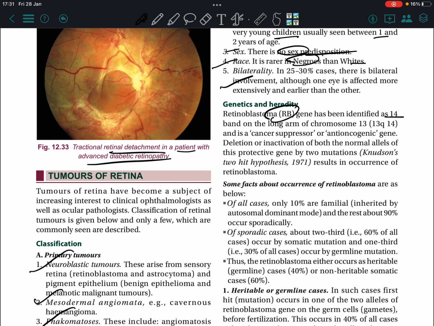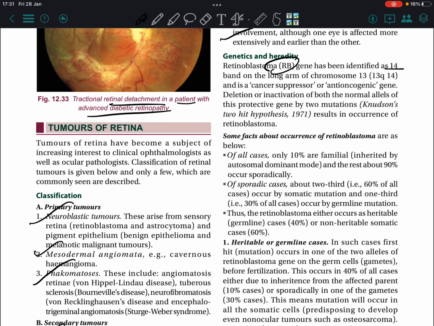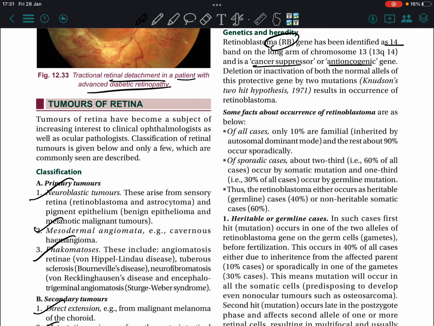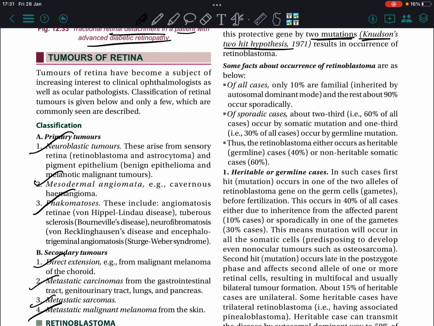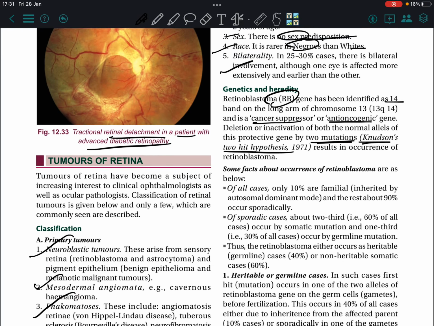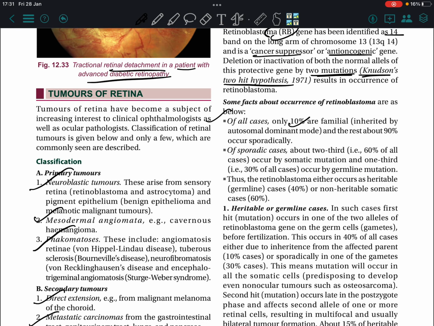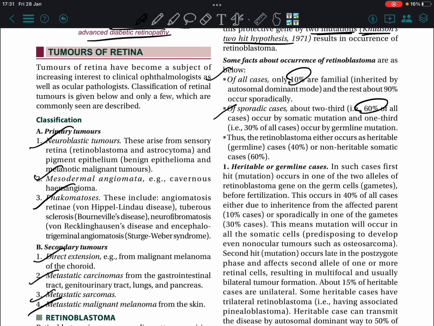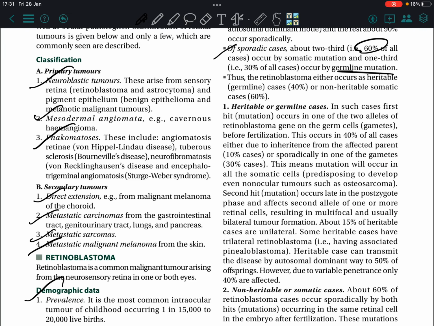Genetics: the RB gene, identified on band 14 of the long arm of chromosome 13 (13q14), is a cancer suppressor, anti-oncogenic gene. Deletion or inactivation of both the normal alleles of this protective gene by 2 mutations, Knudson's 2-hit hypothesis, results in occurrence of retinoblastoma. Some facts about occurrence of retinoblastoma: of all cases only 10% are familial; sporadic cases are about 90%, of which 60% of all cases are by somatic mutation and 1/3 by germline mutation. Thus retinoblastoma occurs as heritable and non-heritable.